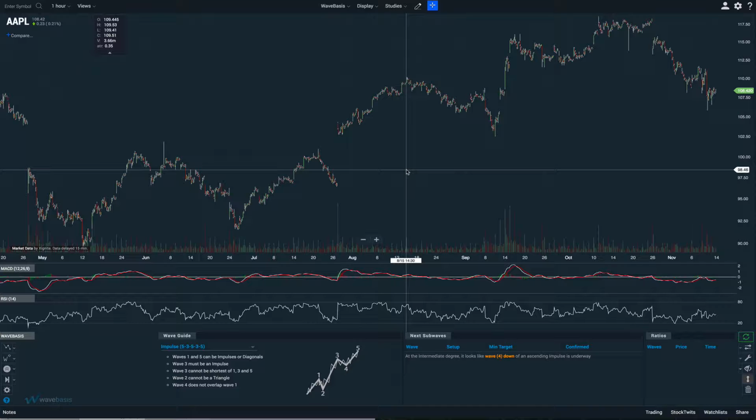What we're about to take a look at now is for times when you're ready to exercise a little patience to wait for the right setup. And what I'm going to show you is actually one of my favorite ways to use WaveBasis to find trade entries. And it really showcases the power of Elliott wave analysis as the starting basis for trading decision support.